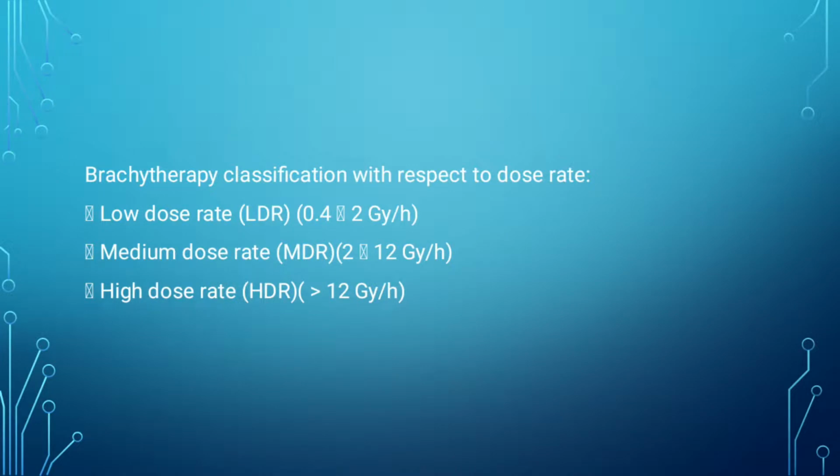Brachytherapy classification with respect to dose rate. Low dose rate has a dose rate of 0.4 to 2 gray per hour. Medium dose rate has a dose rate from 2 to 12 gray per hour, and high dose rate has a dose rate of greater than 12 gray per hour.